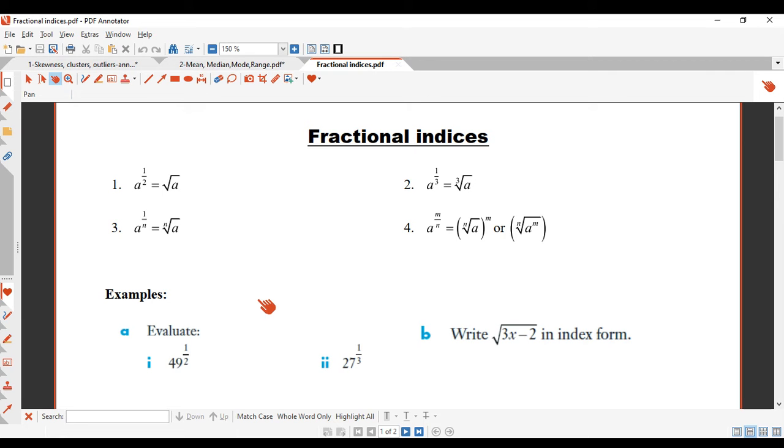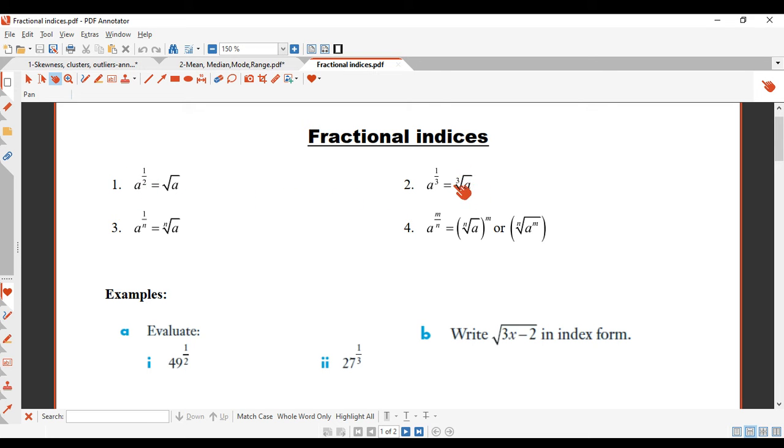Okay, boys, we're going to look at fractional indices today, and let's have a review of the fractional index laws. Now, these have been new for 5.2 students, so let's just go through them. A to the power half is equal to the square root of a. So you would have seen the square root notation before. So square root of a in index form is a to the half.